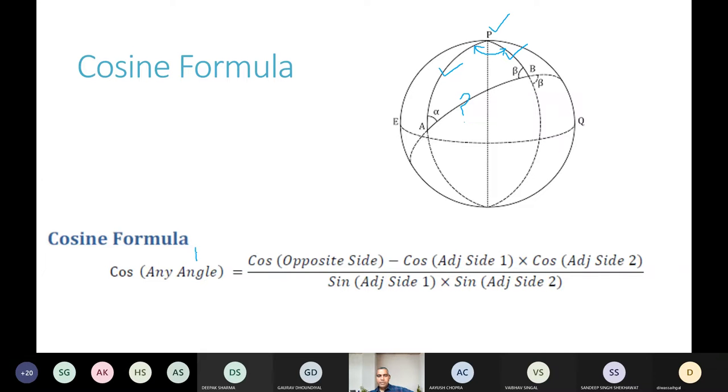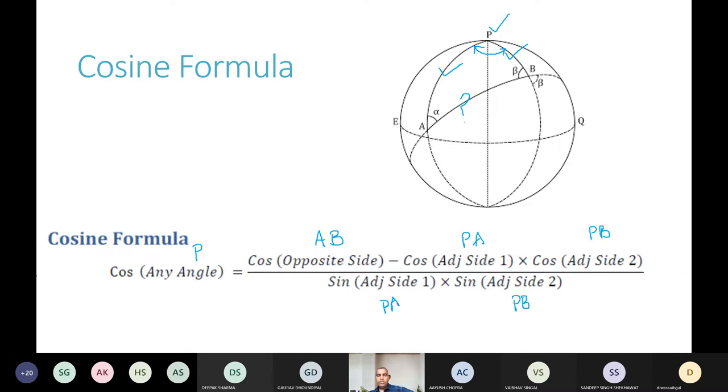If you apply it for angle P, so it will become cos of P is equal to cos of opposite side. Opposite side will be AB in this case. Into cos of adjacent side 1, that's PA. Into cos of adjacent side 2, that is PB. Sine of adjacent side 1, PA. And sine of adjacent side 2, PB.